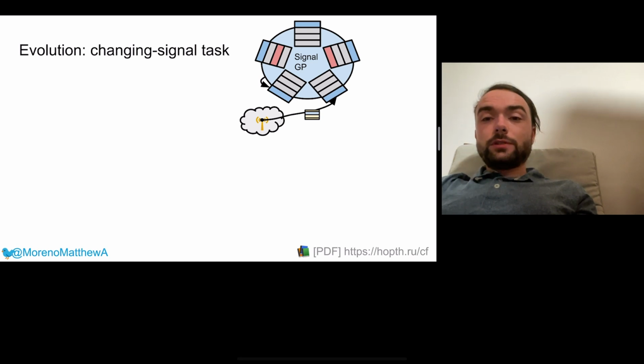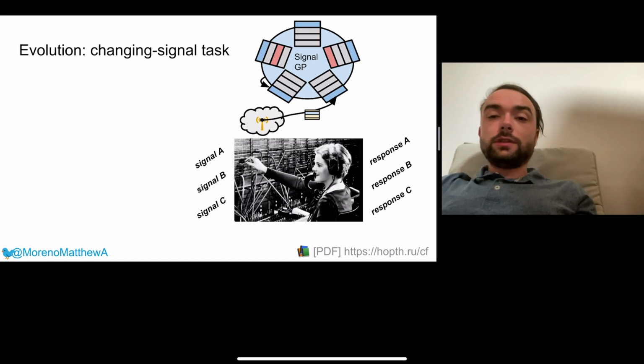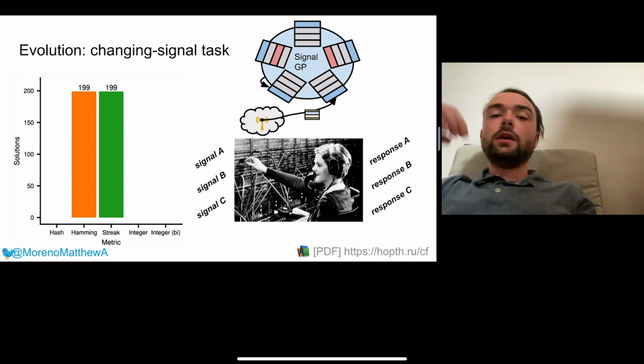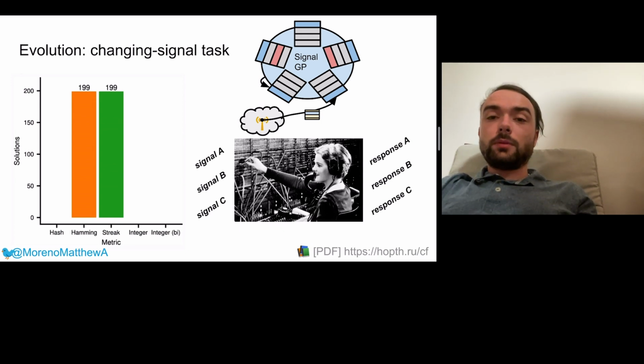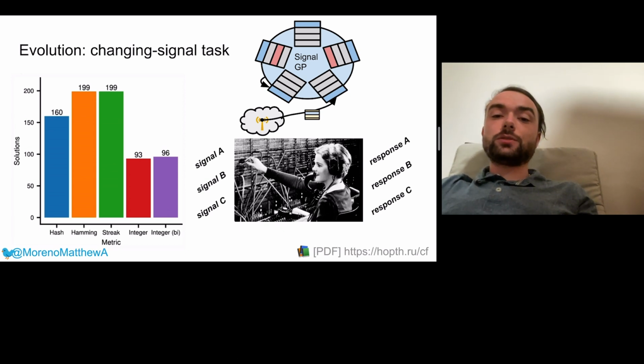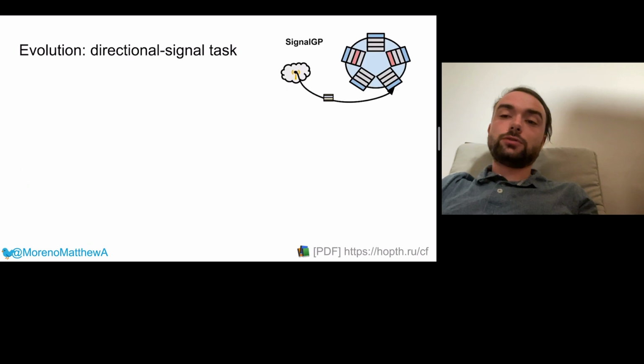First problem we looked at with signal GP is a changing signal task, a really simple task. You can think of it kind of like a telephone operator switchboard where we just have a set of defined signals and responses, and we're trying to get these programs to associate certain signals with certain responses. The Hamming and streak metrics solved this problem consistently. The integer metrics performed poorly, only solving it about half the time, and surprisingly, the hash metric was about in between the two, significantly better than the integer metrics, but worse than the Hamming and streak metrics.